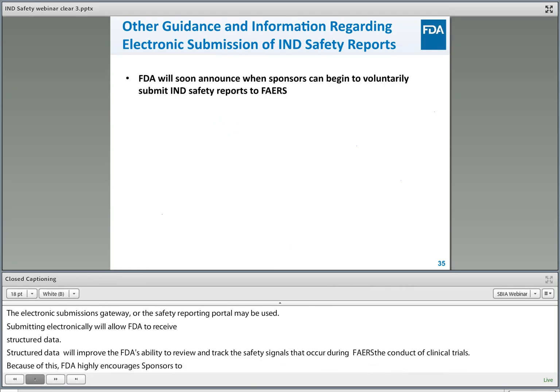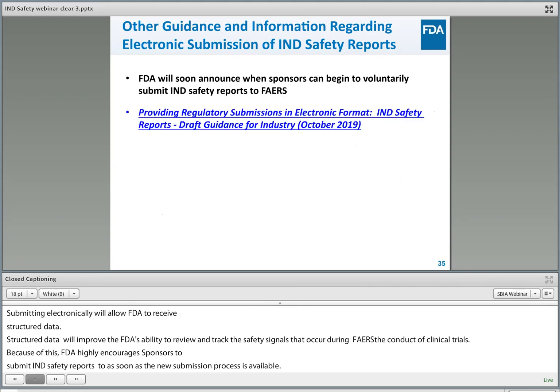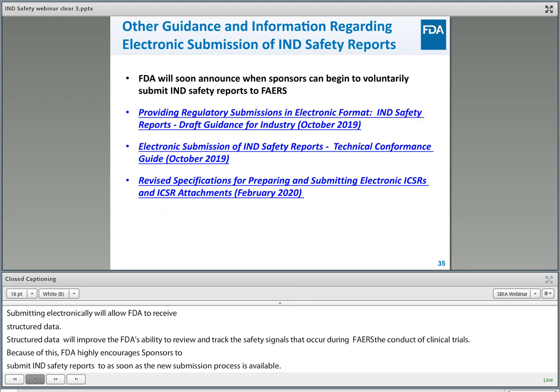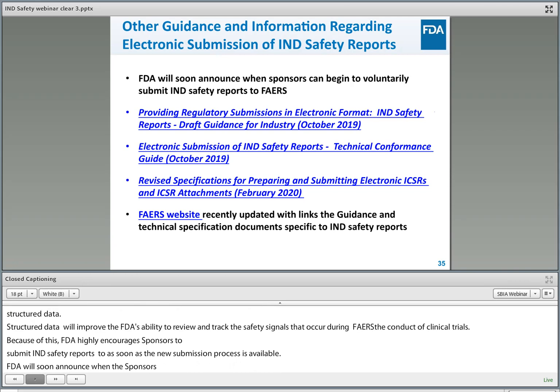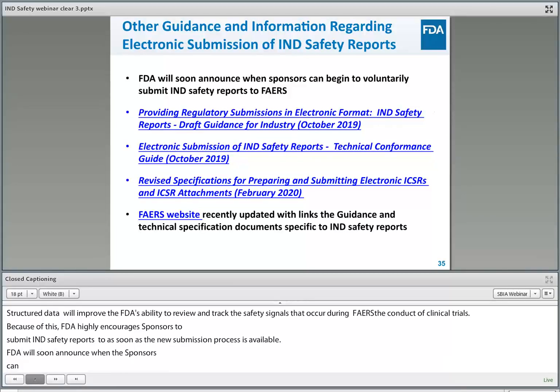Although the new guidance addresses electronic submission of IND safety reports, it does not fully explain the process or the requirements. Listed here are the additional guidances and references detailing the process of electronic submission of IND safety reports in greater depth. Be sure to see these helpful resources for further information on this topic.